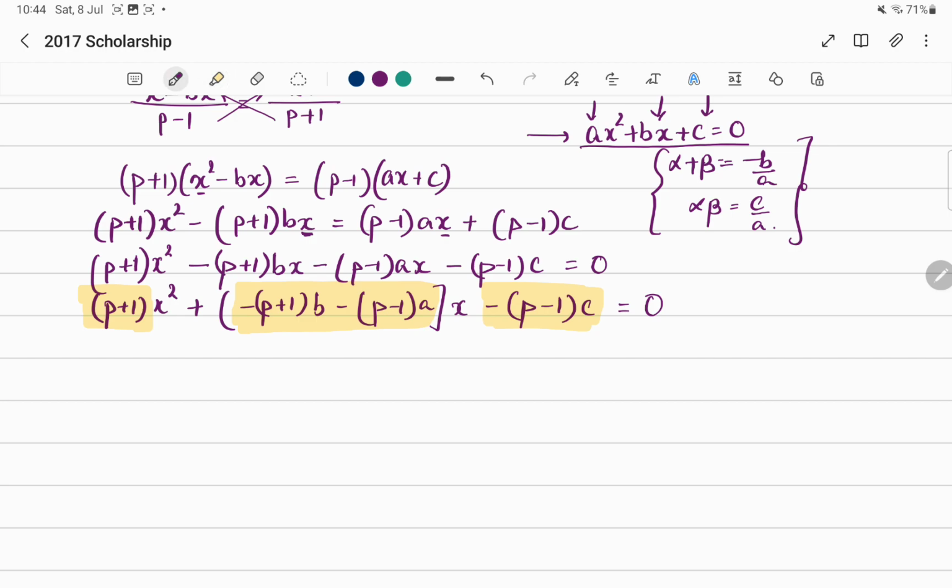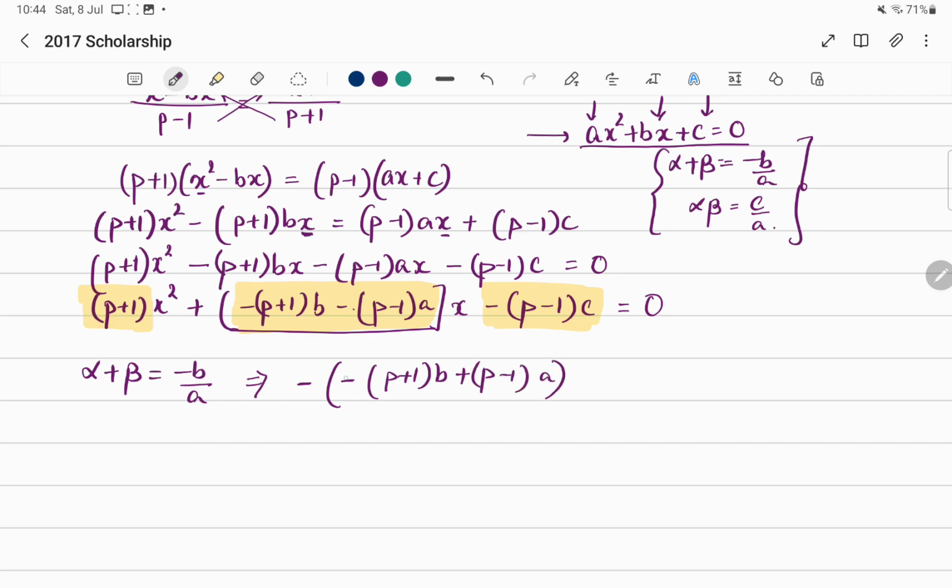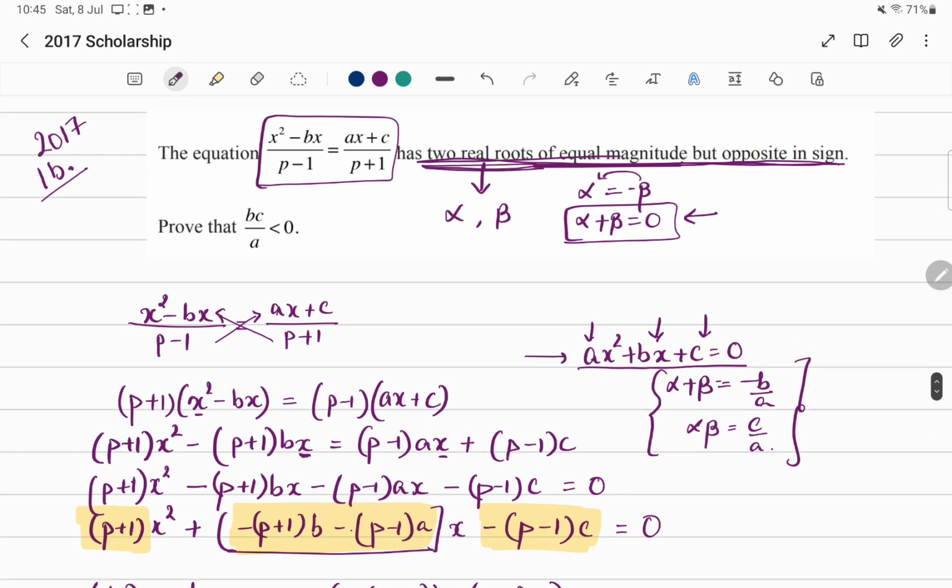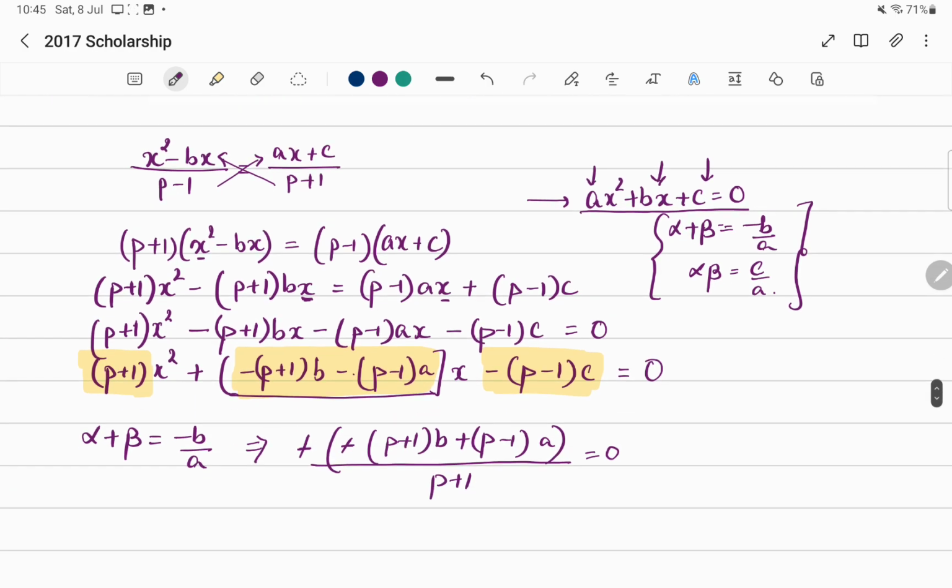In the first case, we know that alpha plus beta is equal to minus b over a. So let's write it in that form. Minus b is this whole thing, so we can take minus common and get rid of that. Minus [(p plus 1)b plus (p minus 1)a], and minus minus will cancel, just an easy simplification, over p plus 1. So this is minus b over a, and this is equal to 0. From the question we have found that alpha plus beta is 0.